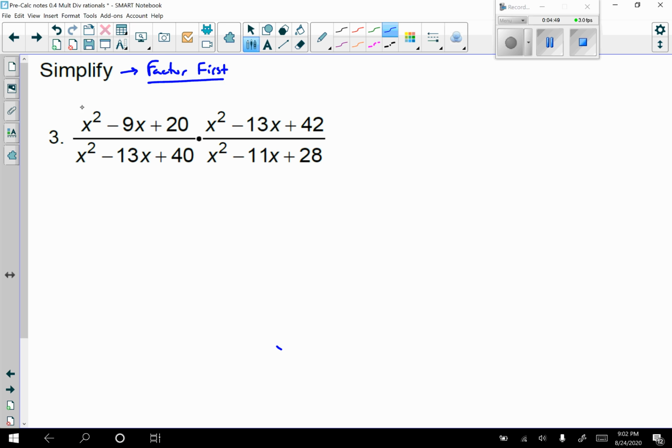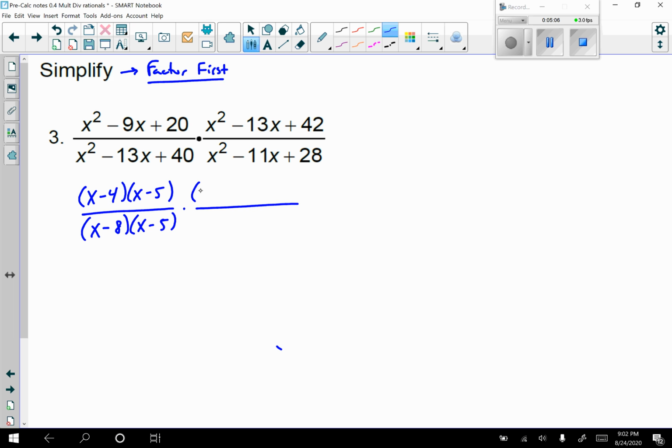The numerator of this one is, we've got x minus 9 and x plus 20. So that's going to be x minus 4, x minus 5. On the bottom, we have x minus 8, x minus 5. Already see something to cancel.